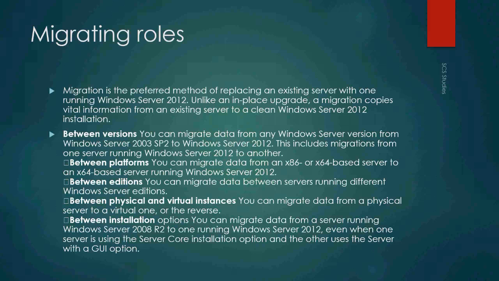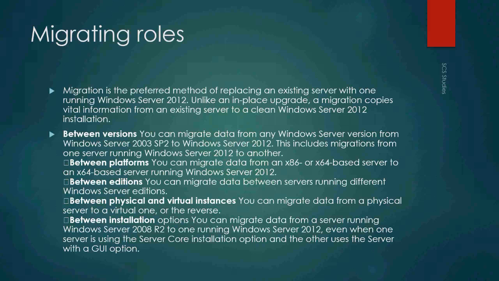In case you are doing migration, you have a feature to directly migrate your data from 2003 SP2 to 2012. But if you do an in-place upgrade, that will not support it. In-place upgrade will only support N-1. That means if you want to upgrade a server to 2012, the last version that is supported for in-place upgrade is 2008. This includes migration from one server running Windows Server 2012 to another. This is a very important thing of migration.